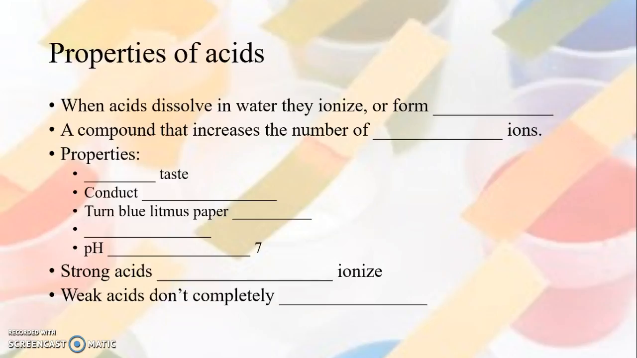So, properties of an acid. Well, when an acid is dissolved in water, it's going to ionize, which means it's going to break apart and form ions. A compound that's an acid is one that's going to increase the number of hydronium ions. Hydronium is H3O+. It might look a little bit like water, right? So let's say that we have HCl, hydrochloric acid. We put that into water, it'll break apart into hydrogen ions and chloride ions.